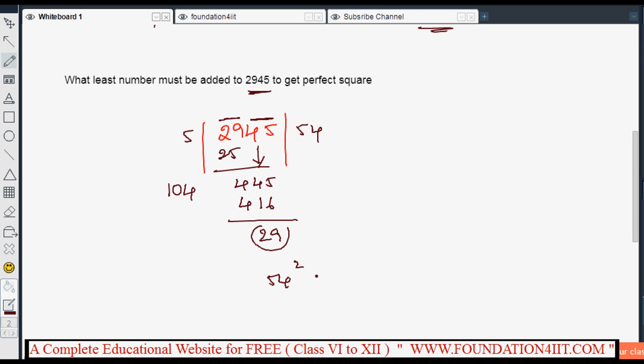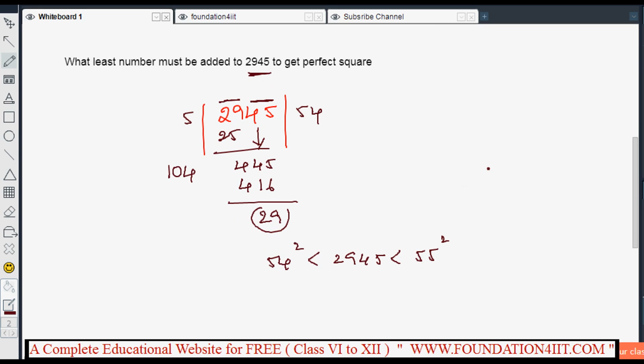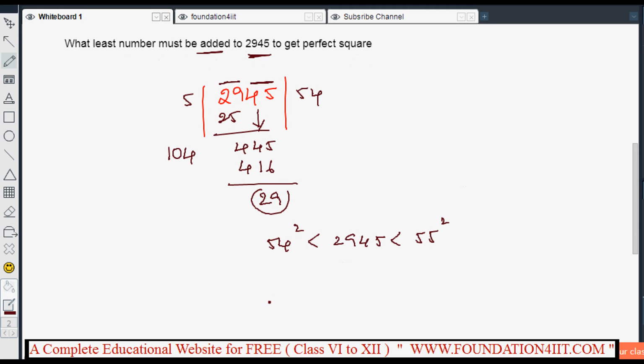But actually 54 square is less than 2945, that is less than 55 square. Okay, 2945 is less than 55 square. At the same time, it is greater than 54 square. But what must be added? Then you can take 55 square. So this is nothing but 55 square. So 55 into 55 is 3025.